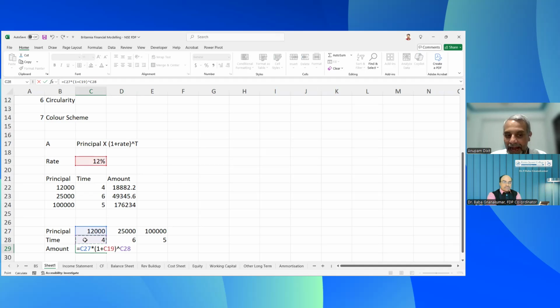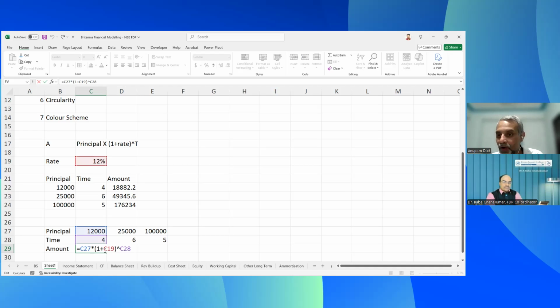Now, I have to copy the formula to the next column. In this earlier example, I was copying the formula to the next row. Now I am copying the formula to the next column, right? So all I need to do here is make this C27 become D27 in the next column. I don't want this C19 to change to D19, right? I want C19 to remain C19, right? And C28 to become D28, right?